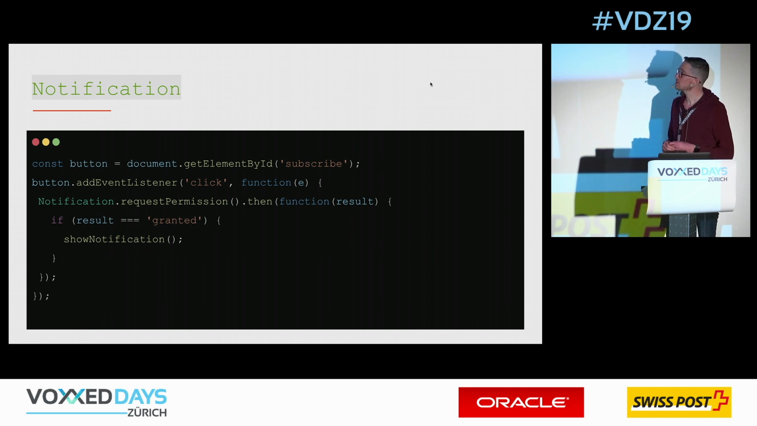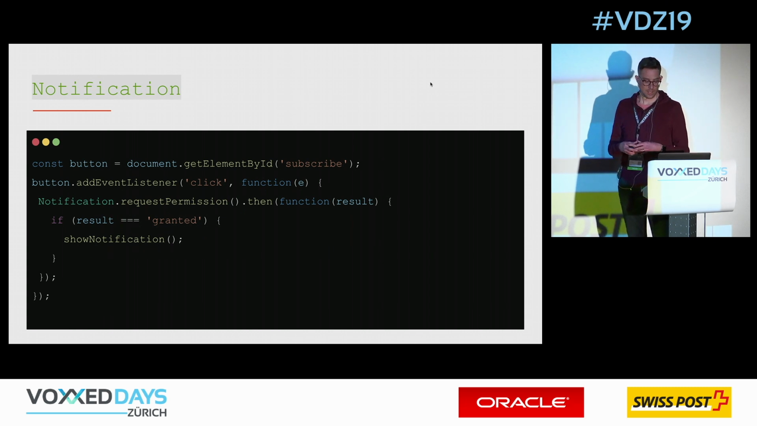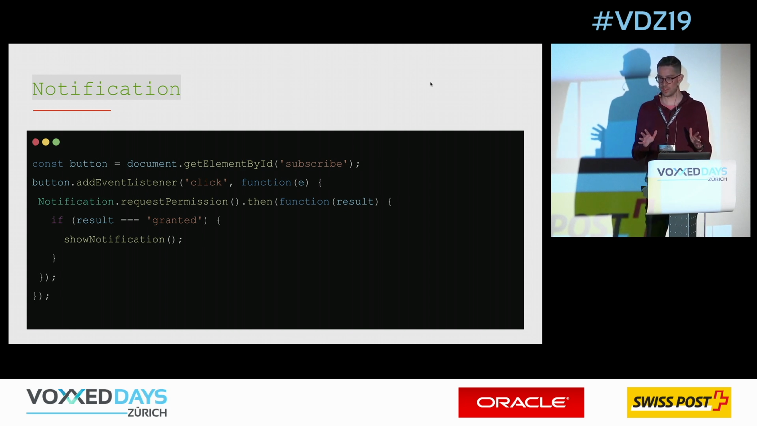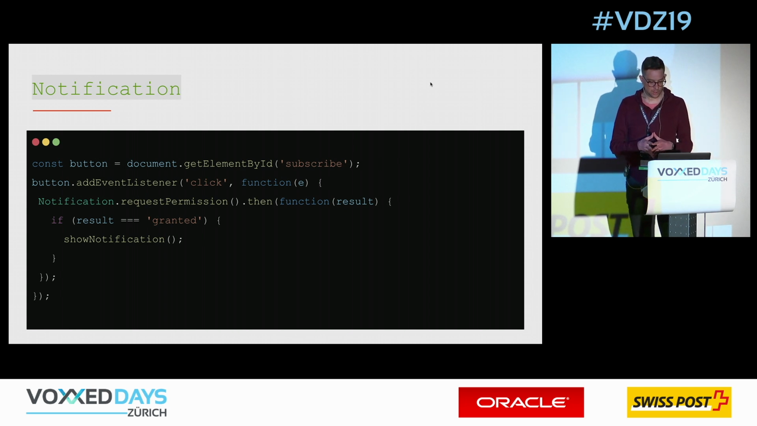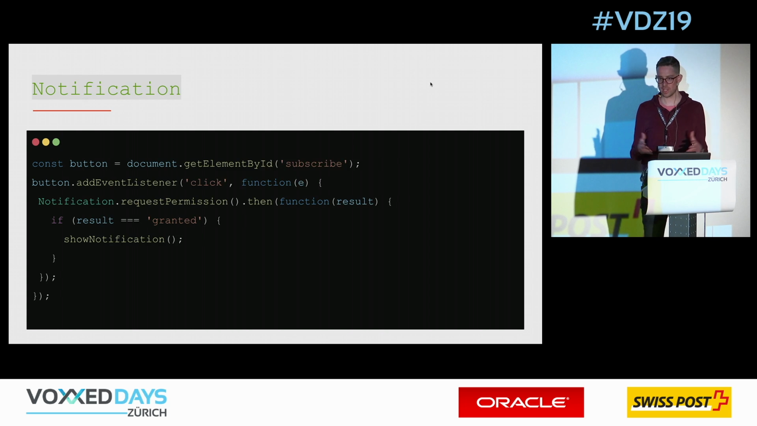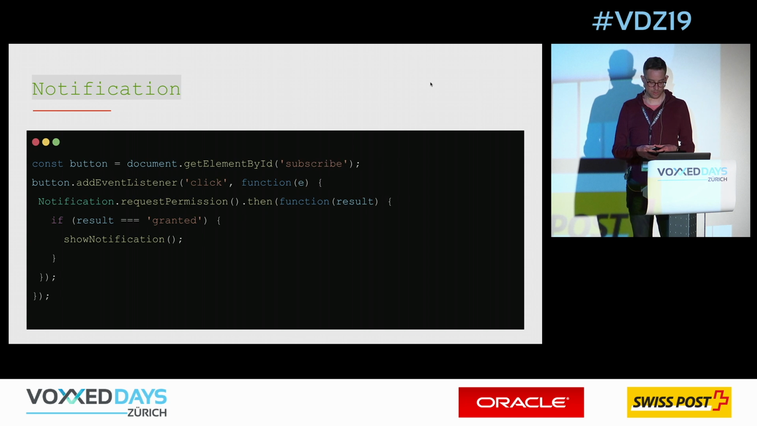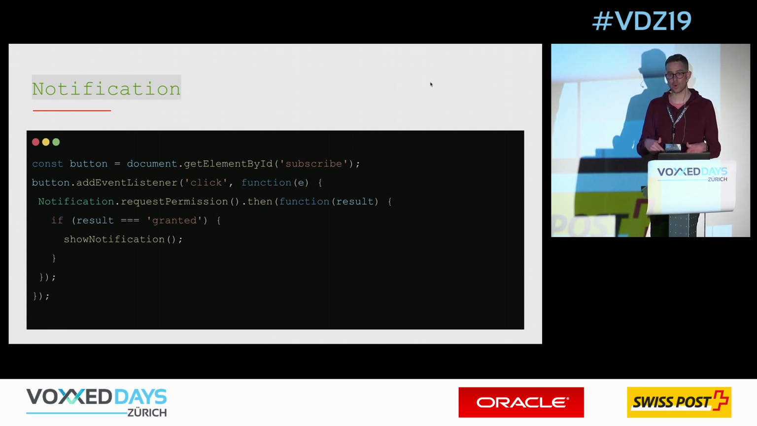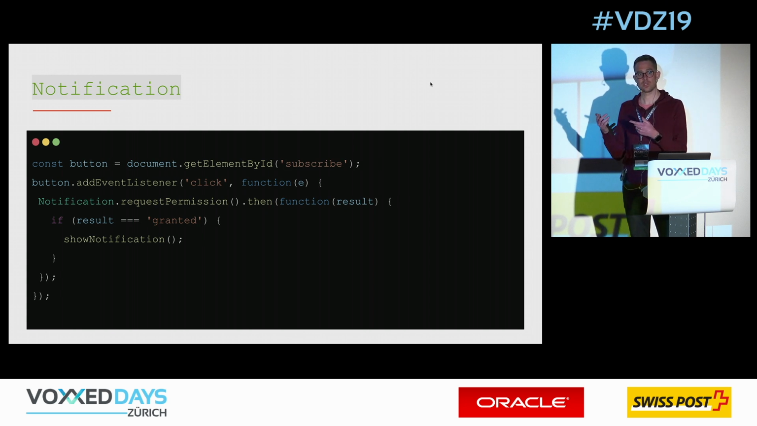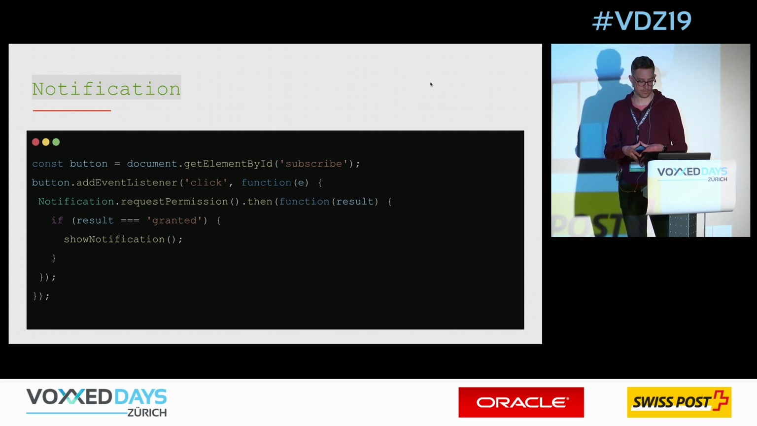Cool. So let's talk about notifications real quick. So here's a very simple example. Let's say we have a button in our DOM with an ID of subscribe. And when the user clicks on that, I'm going to request permission to send notifications to the user for this web domain.